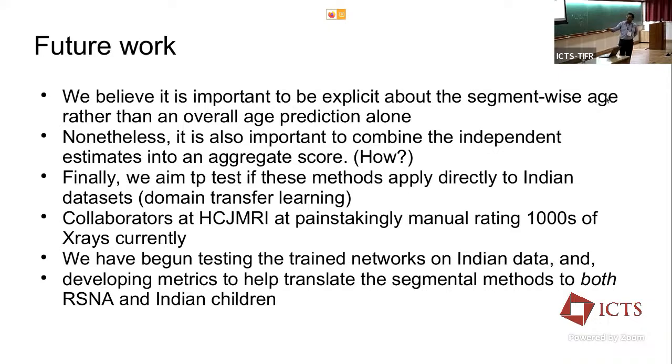As I said before, collaborators at HCJMRI are painstakingly rating manually thousands of X-rays, and this has been a project that's been going on for several years. All the people that you saw on the acknowledgement slide have been involved in this one way or the other. We have begun testing the trained networks on Indian data and developing metrics to translate the segment methods so that these networks are then applicable not only to RSNA, but with appropriate modifications to Indian children as well. So that's our goal. This is where we are. Thank you for listening.